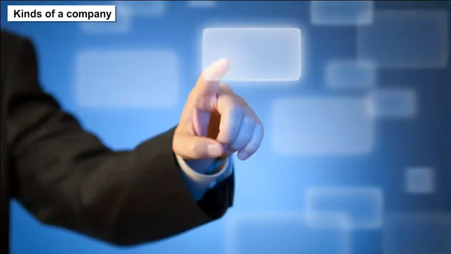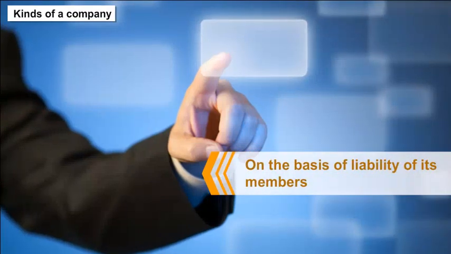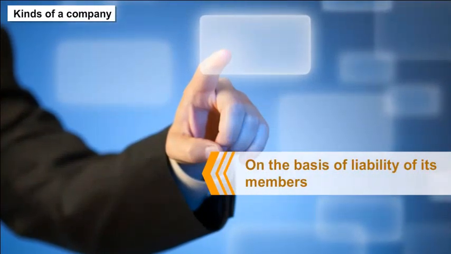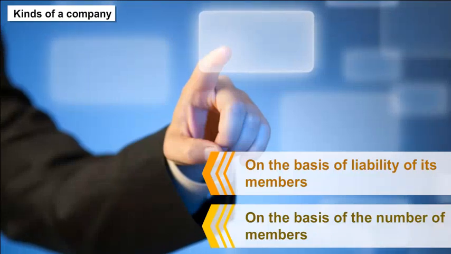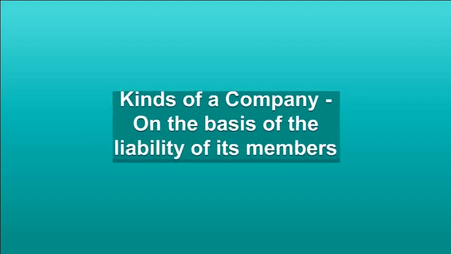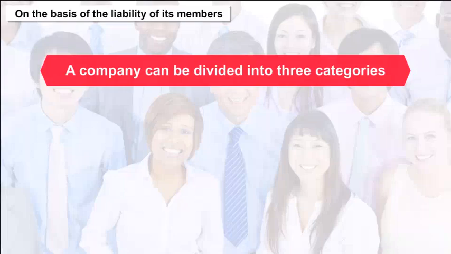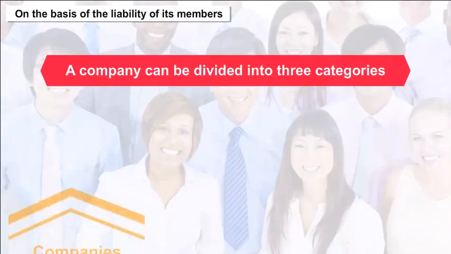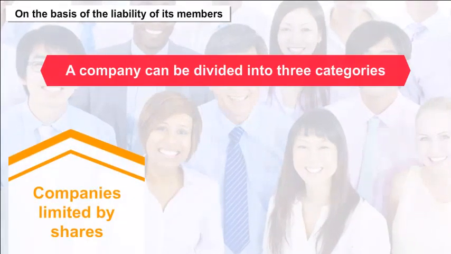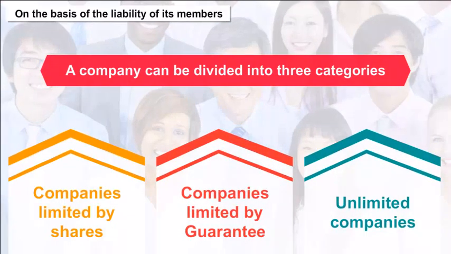Kinds of a company. There are two ways to classify a company. A. On the basis of liability of its members. B. On the basis of the number of members. Kinds of a company. On the basis of the liability of its members, a company can be divided into three categories: companies limited by shares, companies limited by guarantee, and unlimited companies.